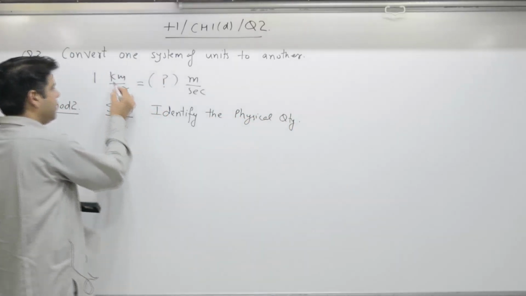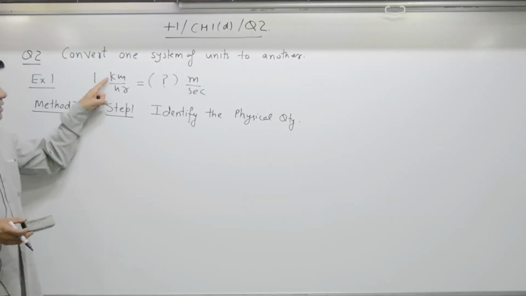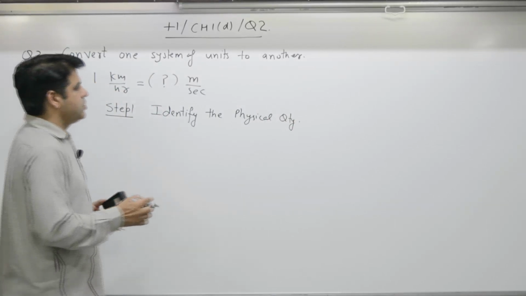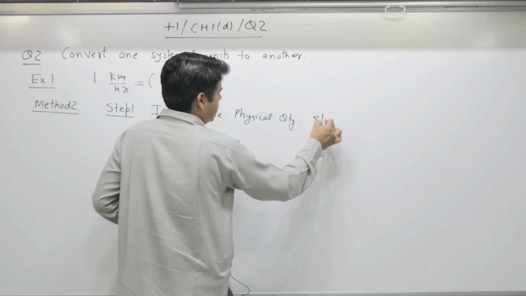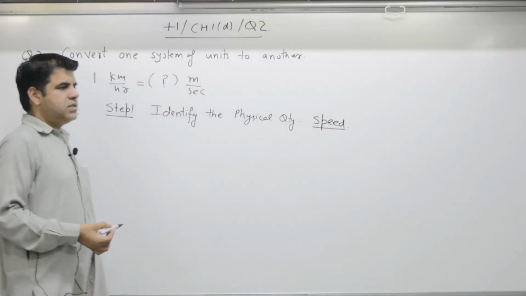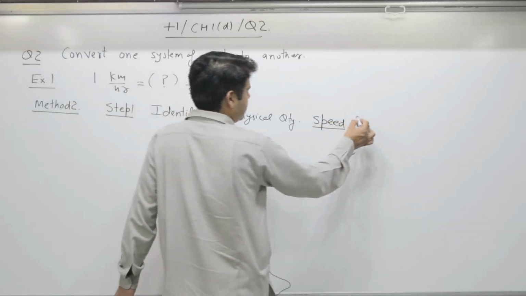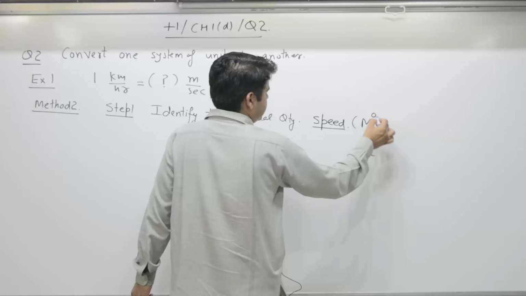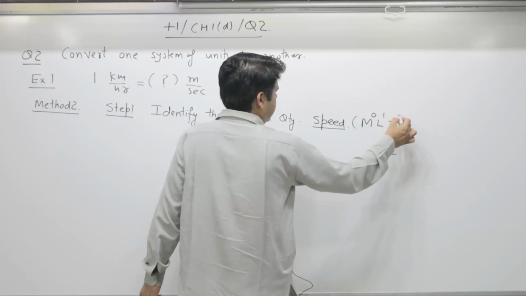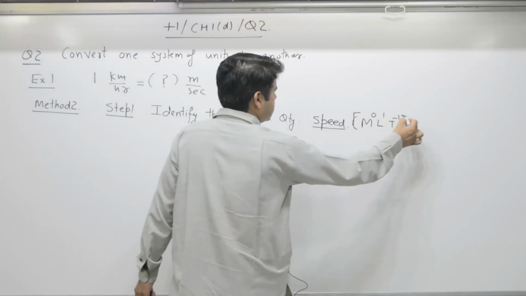Kilometer per hour is what? Distance by time, speed. So in all the numericals which we will take up today, the first part is speed. When you say speed, you can write its dimensional formula also: [M0 L1 T-1]. Because it is a dimensional formula, you can use the square bracket.